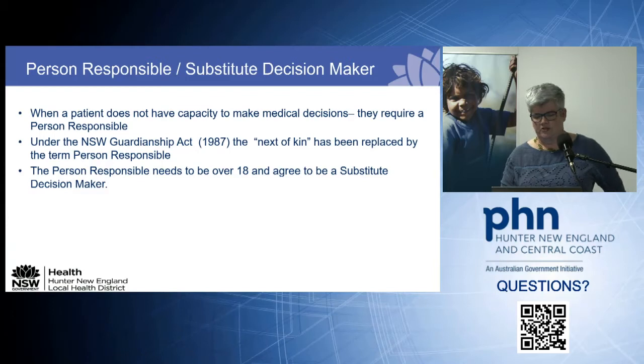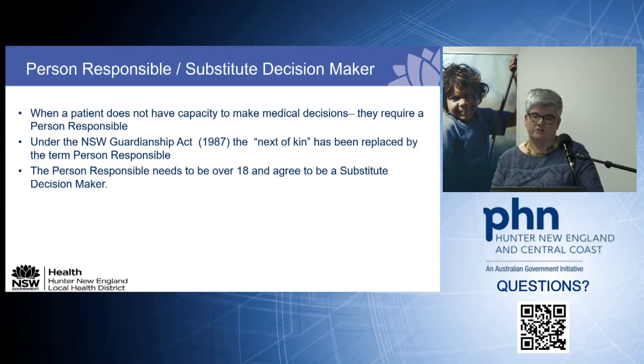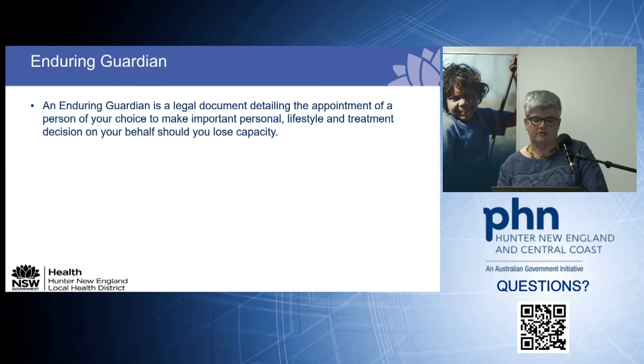Person responsible, substitute decision maker, these kinds of terms get thrown around a lot. I suppose it's important to know that the New South Wales Guardianship Act doesn't use the word next of kin any longer, and we talk about the person responsible. A person responsible is only applicable when the patient can't make medical decisions. They need to be over 18, and they need to agree to be the substitute decision maker, but they can make decisions on that person's behalf. An enduring guardian is a legal document in New South Wales detailing the appointment of the person of their choice, who can make decisions around medical care, but also lifestyle treatment decisions, if that person loses capacity. Different to a power of attorney, but we're not talking about that.